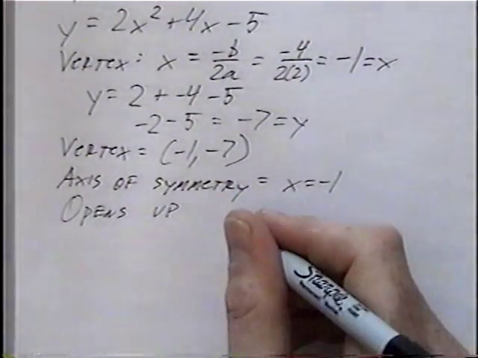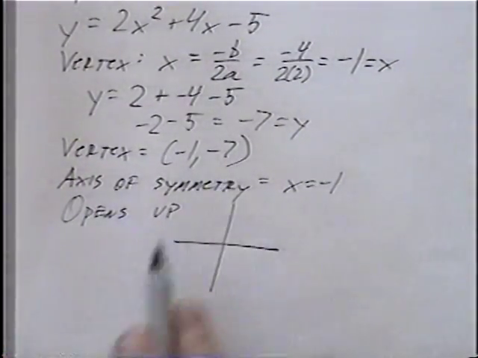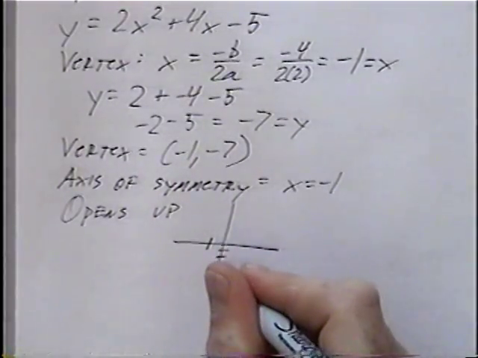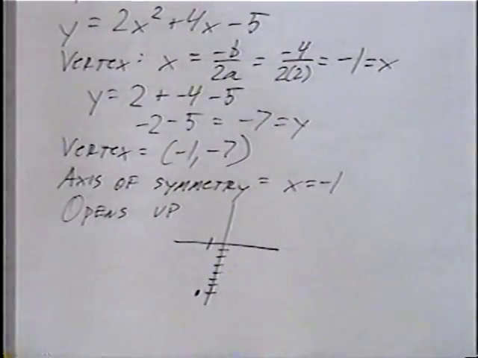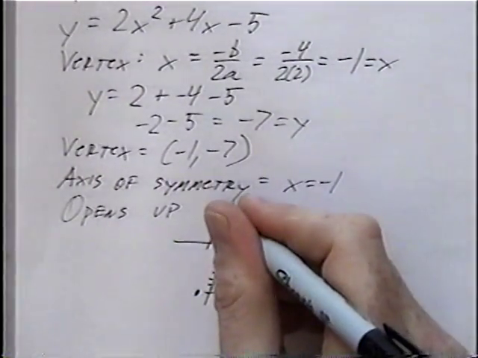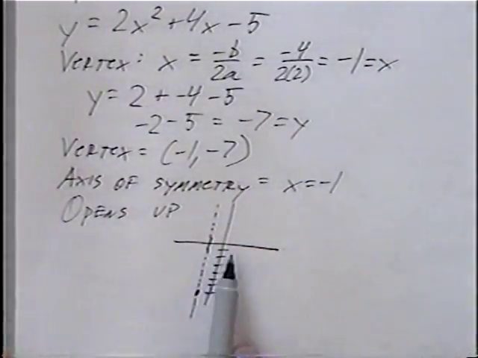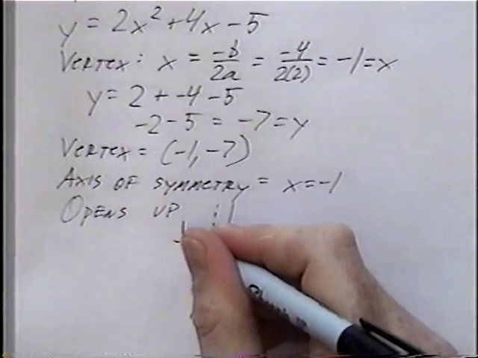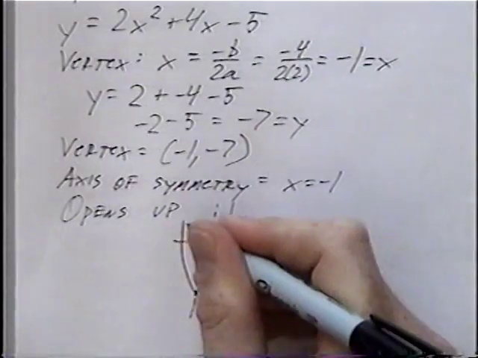Last part will be to graph. If we have a vertex, -1, -7, -1 would be the x value, -7 would be the y value. The axis of symmetry will draw a dashed line straight down through the vertex. This cuts the graph in half, so one side looks exactly the same as the other. And this parabola opens up, which means it'll start at the top, curve down to the vertex, and then the curve on the right side looks the same.